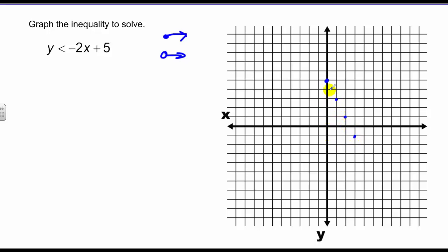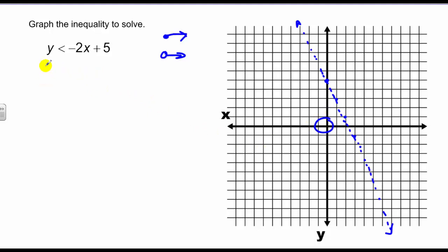But instead of drawing a solid line, what I do is I dot my line. That's kind of like the open circle equivalent. So you draw a dotted line. And then what we have to do, since this is splitting my graph into two regions, I pick a sample point in one of the regions. Again, I like a sample point of 0, 0.